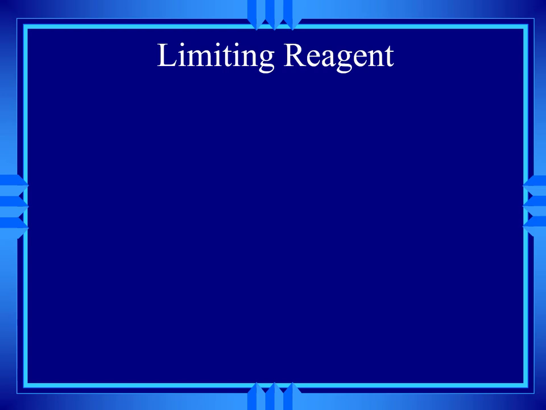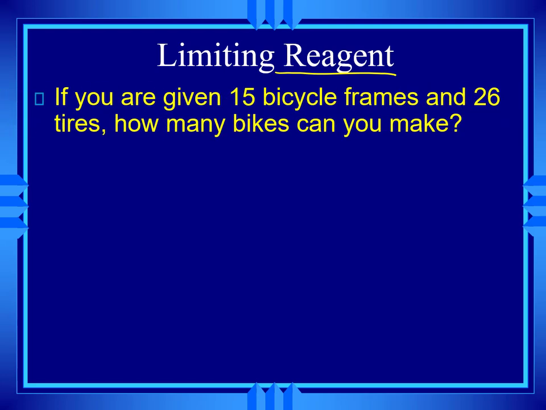So today we're going to look at the idea of limiting reagent. Now reagent is another word for reactant. The idea here is that if you're given 2 reactants and they start to react, you might run out of one before you run out of the other. And once you run out of something, everything stops. So the one you run out of limits how much you can make.